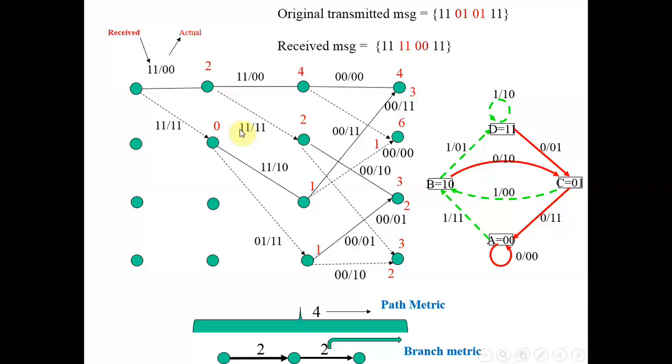So let's see how we decode it. The original message is 11, 01, 01 and 11. And your received message is 11, 11, 00 and 11. So we have 2 bits in error. This 0 is changed to 1 and this 1 is changed to 0. Now see how it starts. Initially you are at state A, which is the initial point. Now you receive the pair of bits. So what you receive is 1, 1.